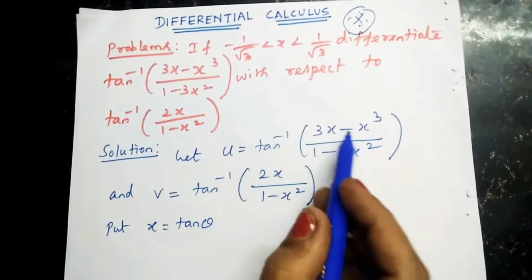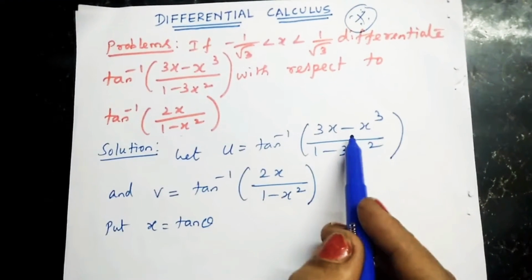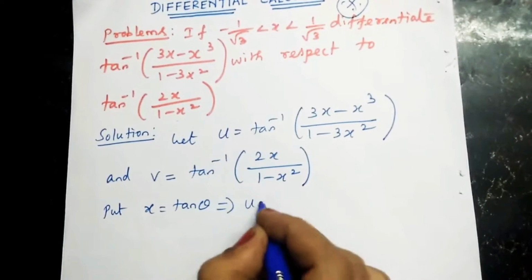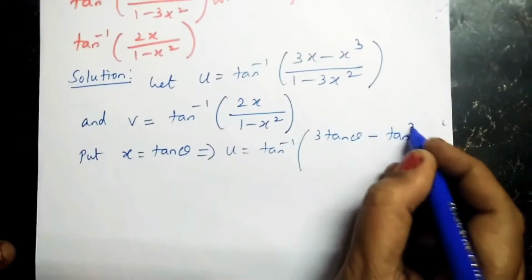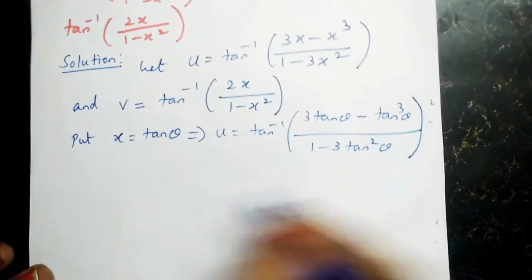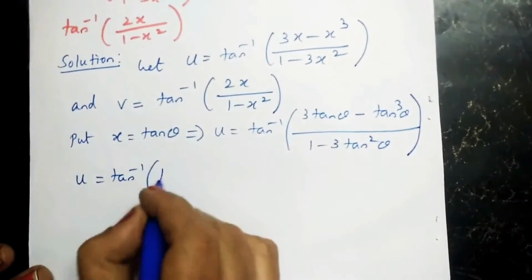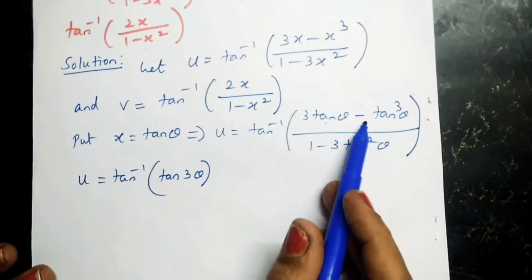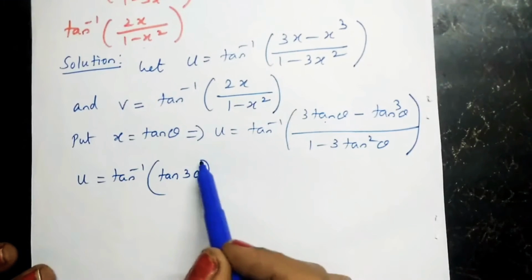Because outside tan inverse, if you substitute tan theta, I will get the trigonometric formula. For that, I have assigned x equal to tan theta. This implies u is equal to tan inverse of (3 tan theta minus tan cube theta) divided by (1 minus 3 tan square theta). This is one trigonometry formula you studied already in 11th standard: the tan 3 theta formula, 3 tan theta minus tan cube theta by 1 minus 3 tan square theta. So the entire term is replaced by tan 3 theta.